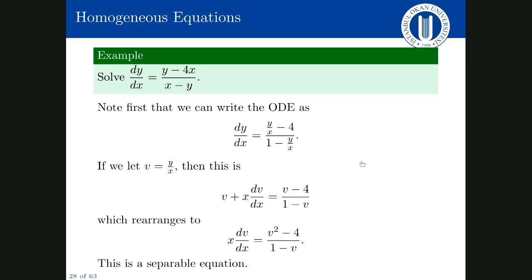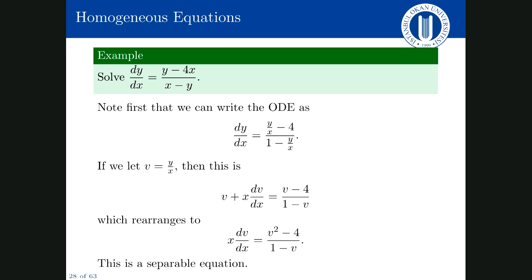For example, solve dy/dx equals y minus 4x divided by x minus y. This equation is a homogeneous equation because if we divide the top and the bottom by x, we get y divided by x minus 4 over 1 minus y over x. Each term in here is a y divided by x. In other words, this is a function of y divided by x.